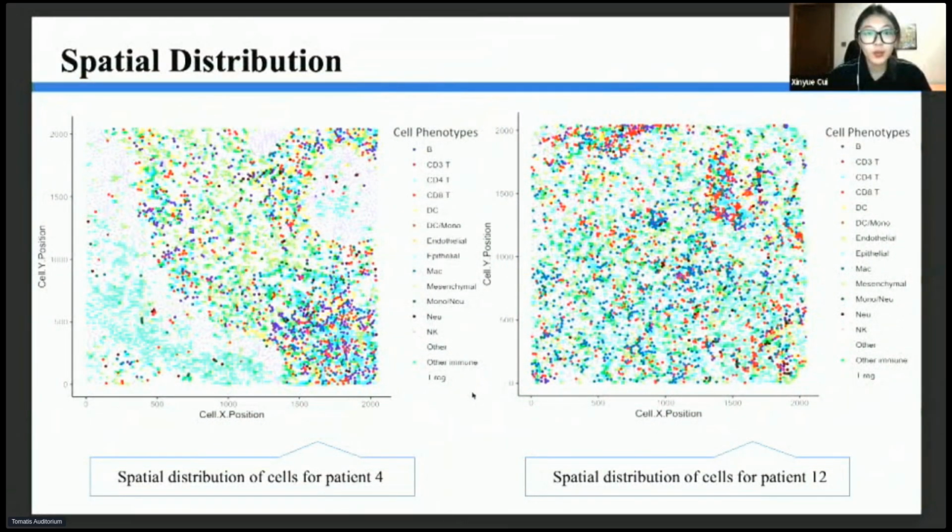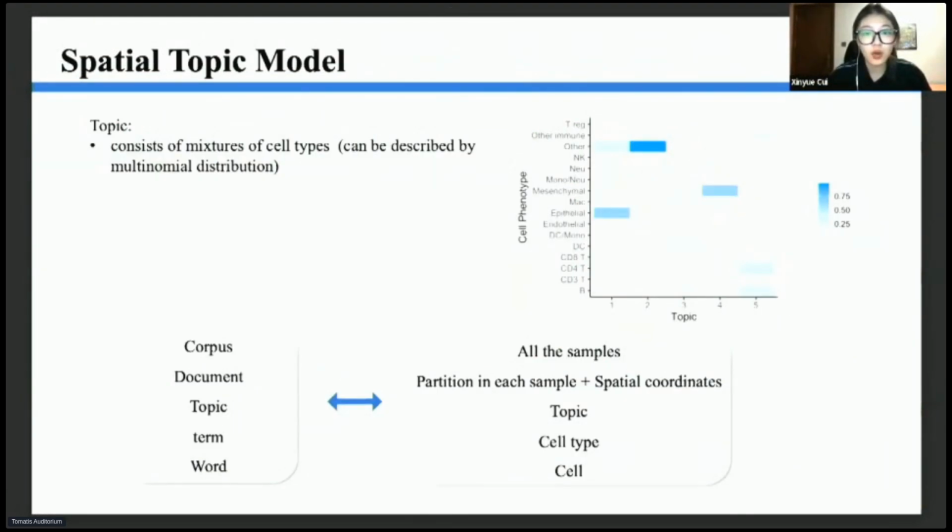We employed a spatial topic model where a topic is a layer structure consisting of a mixture of cell types and is described by a multinomial distribution. We know that topic modeling is common for textual data, and it can also help us understand the complex MIBI data to capture the tumor microenvironment.